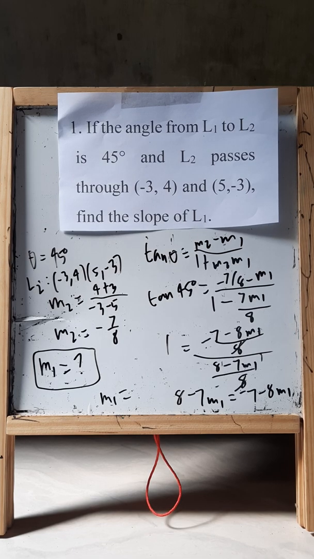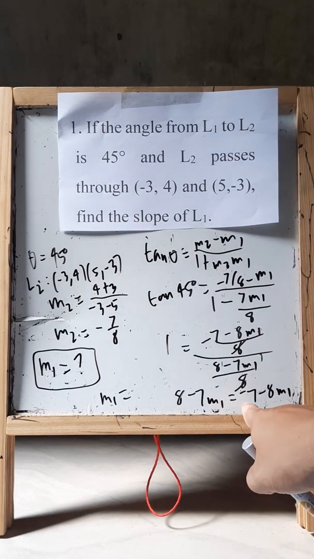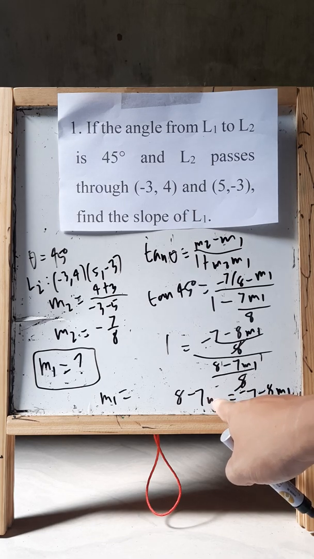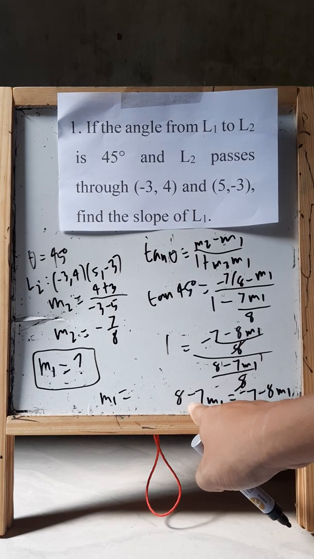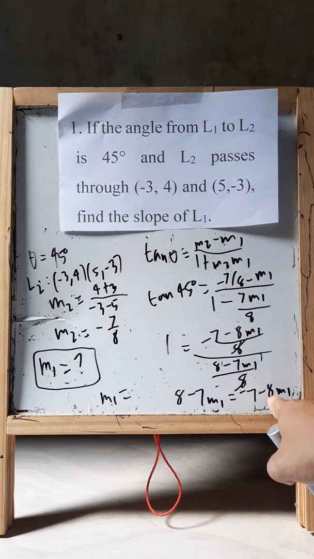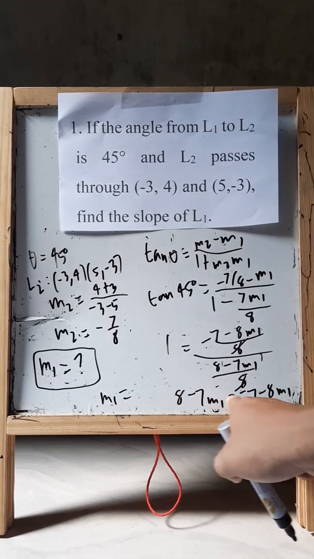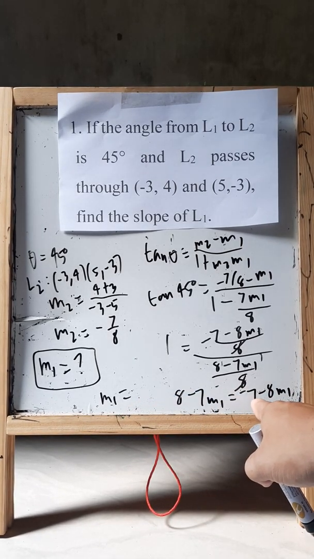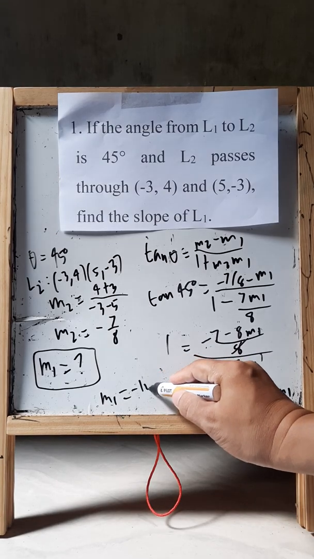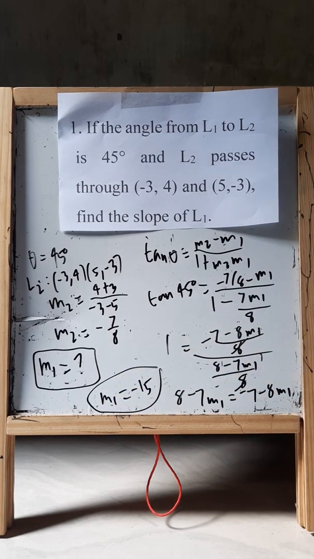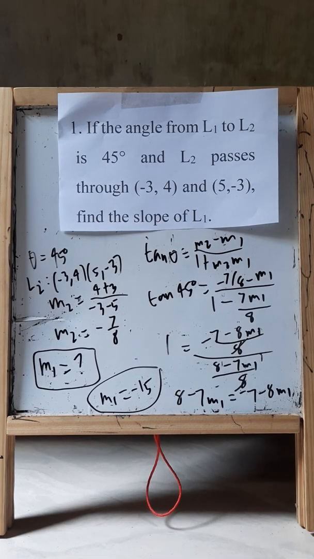Okay, let's continue. So, yun. 8, okay. Negative 7 m sub 1 plus 8 m sub 1 is m sub 1. So, negative 7 minus 8 is negative 15. So, therefore, the slope of m sub 1 is negative 15. Okay, so the slope of line 1 is negative 15.